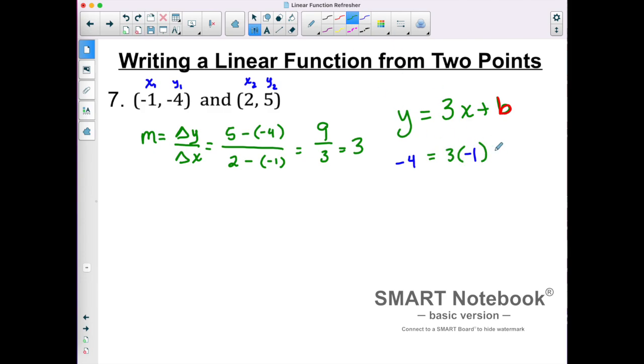But we still don't know what the y-intercept is, and we're going to solve for the b, the y-intercept, that would satisfy this relationship. So I just solved the rest of that equation. That would give me -4 equals -3 plus b. We can add 3 over and get -1. So the equation for this would say y equals 3x minus 1. The slope was 3 and the y-intercept is -1.